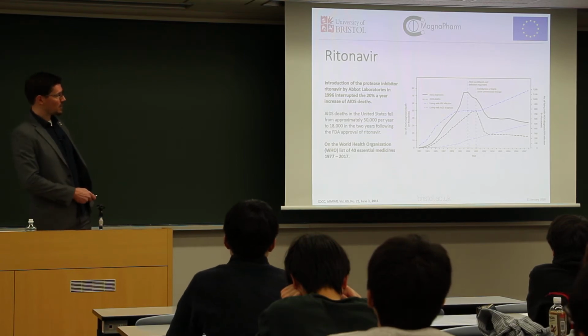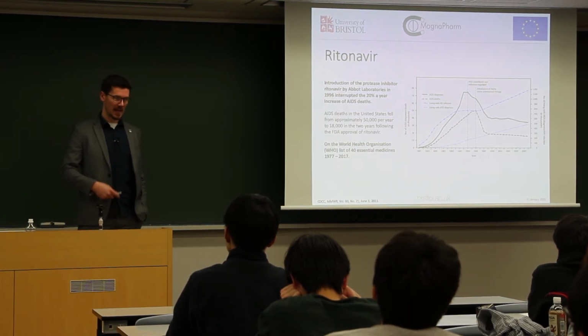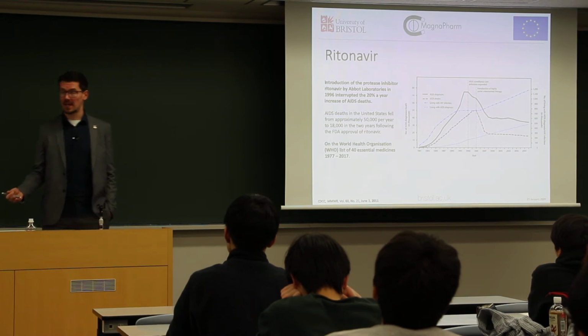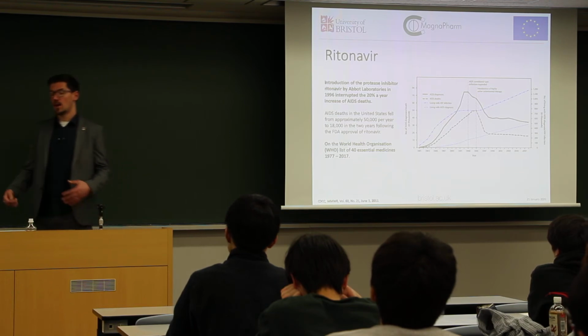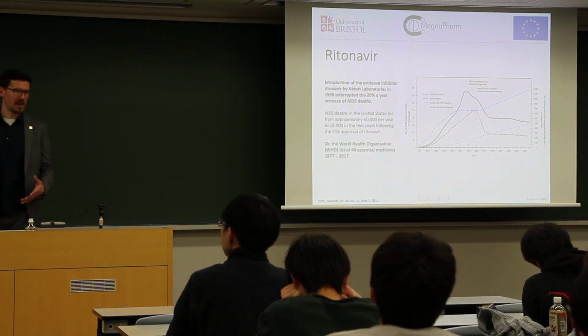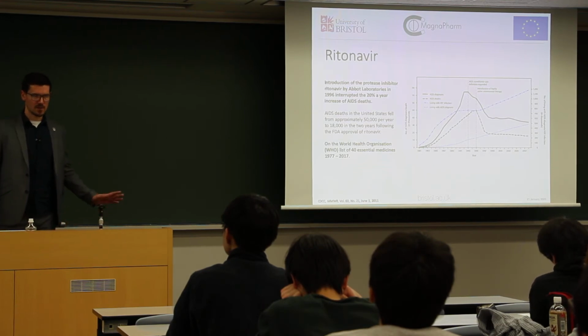And when ritonavir was released, you see this drastic decline. It went from 50,000 deaths per year to 18,000 deaths per year. So people can then live with AIDS without it being a death sentence. So it was a big thing. Abbott Laboratories made billions off ritonavir. They sold it all over the world. It was a blockbuster. It was changing the world.